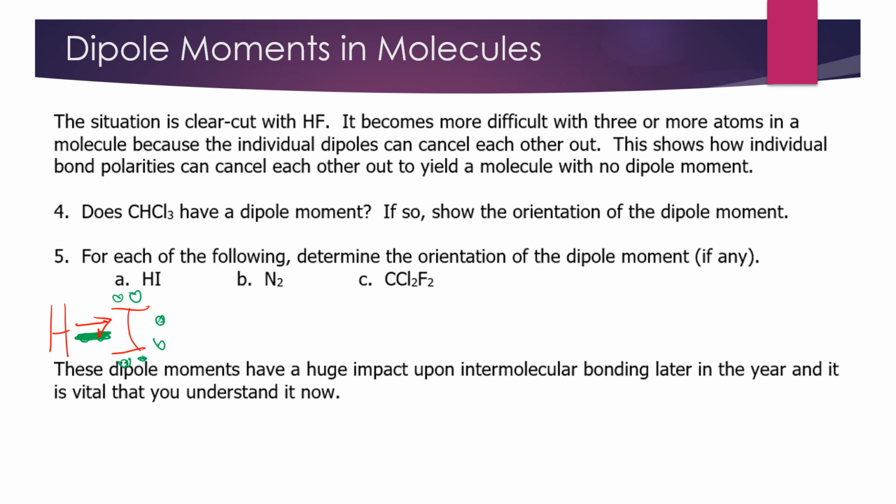Do I need to draw the nitrogen one to figure out if it's going to have a dipole moment? It's two identical elements, right? So it's nonpolar covalent. The third one, though, that's the one that messes people up, because they draw it like this. And this is a really deceptive way to draw it.